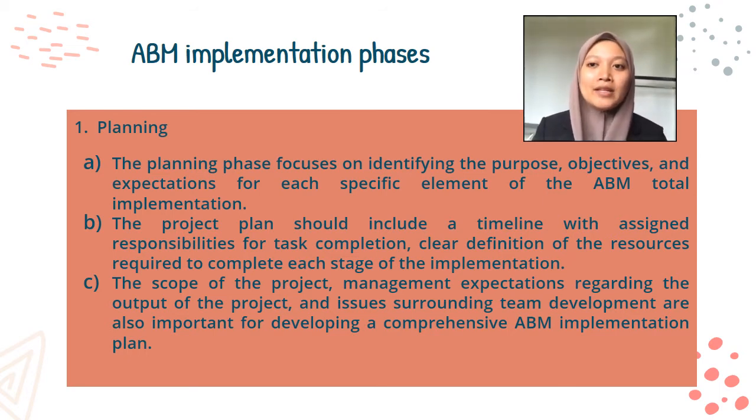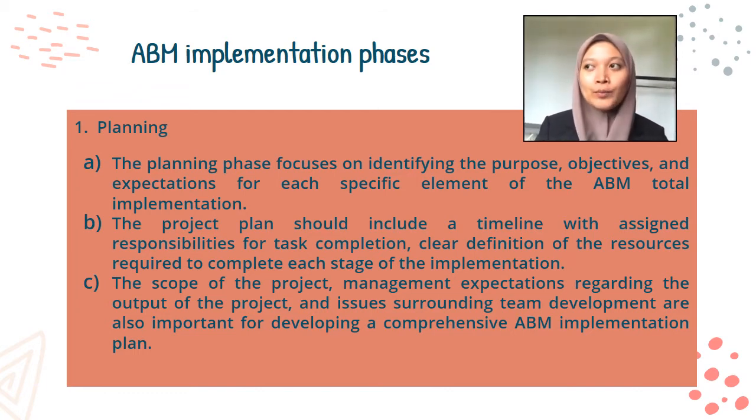The first phase of implementation of ABM is planning. In the planning phase, the management should focus on identifying the purpose, objective, and expectation of each specific element of the total ABM implementation. The development of a detailed project plan is a critical element of the planning phase. The project plan should have a timeline with assigned responsibilities, tasks, and completion, a clear definition of the resources required to complete each stage of the implementation, the selection of specific individuals to complete the work, and a precise delineation of the data collection method to be employed.